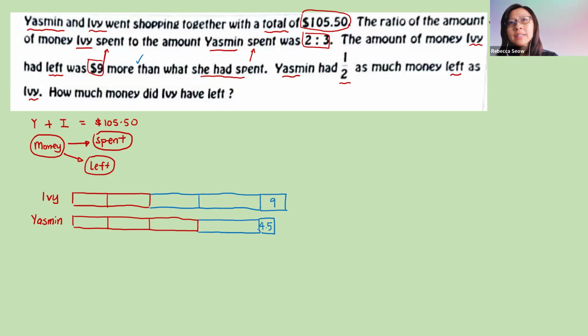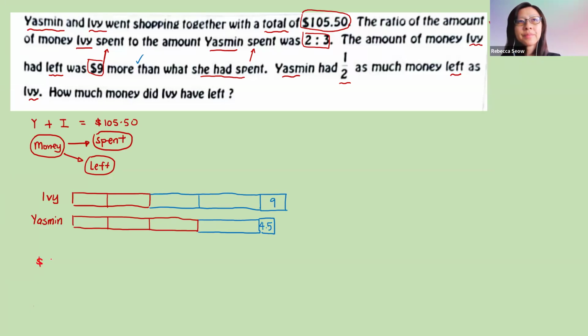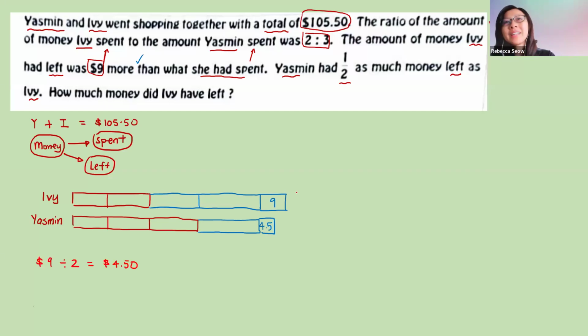Now, how do I get this 4.5? Basically, I'm halving $9, and I would be given $4.50. As you can see in the model, I have put the amount that both girls have spent and the amount that both girls have left. What else can I put in the model? Here we can now insert the total amount they had at the beginning, that's $105.50.